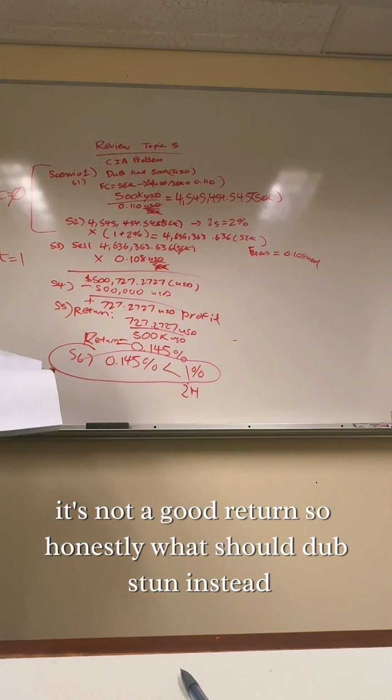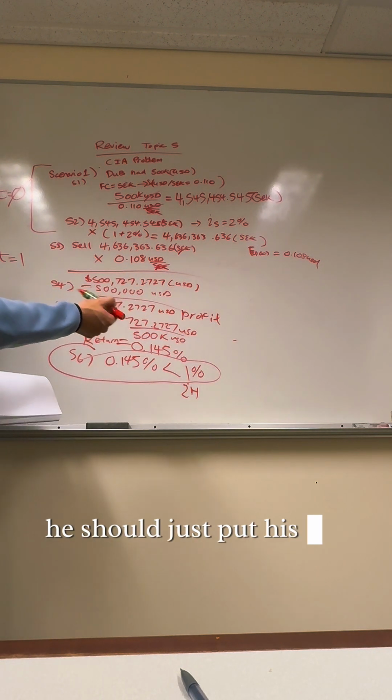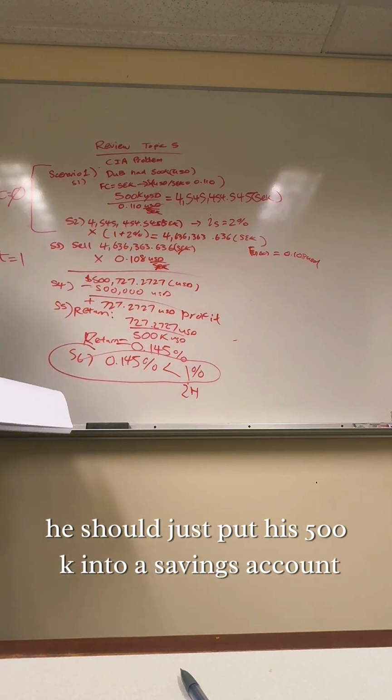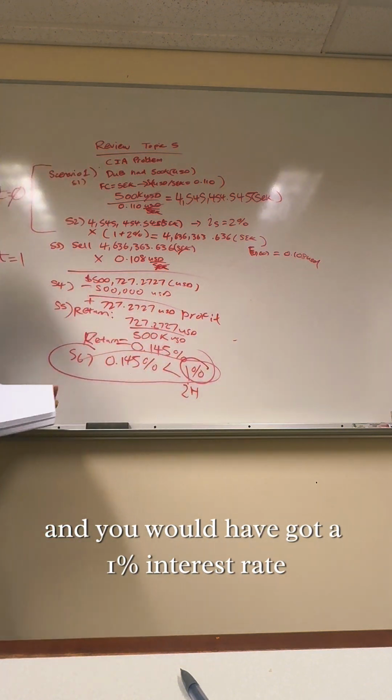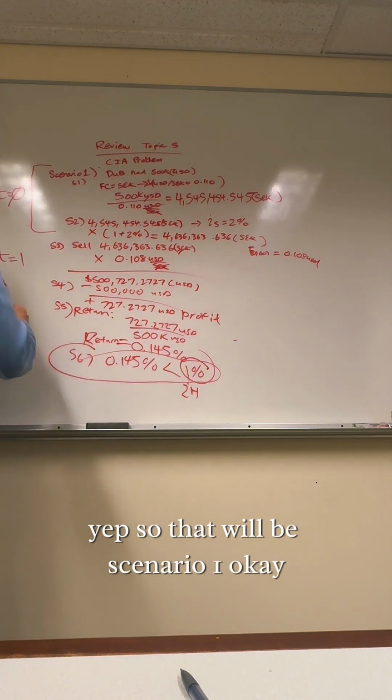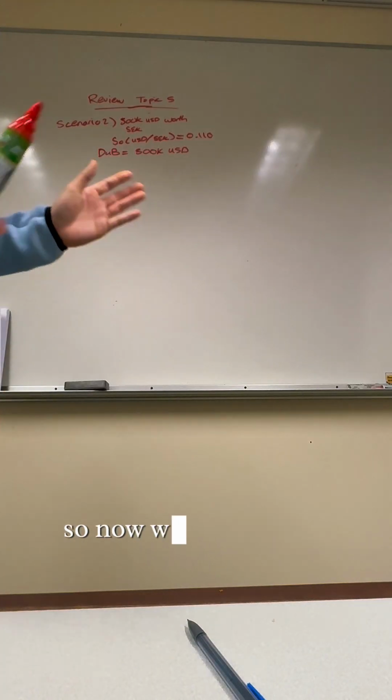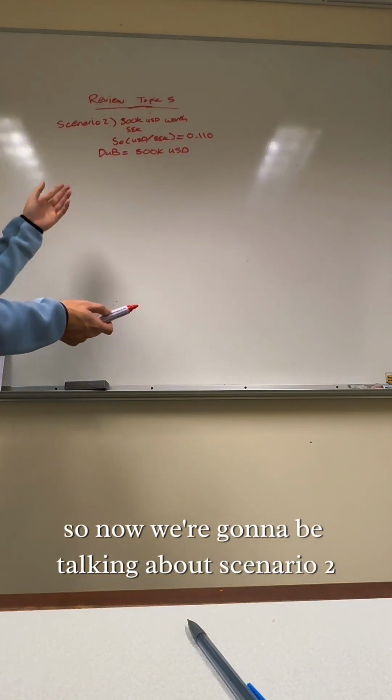So honestly, what should Dubs have done instead? He should just put his 500K into a savings account, and then he would have got a 1% interest rate. Yep, so that would be scenario 1, okay? So now we're gonna be talking about scenario 2.